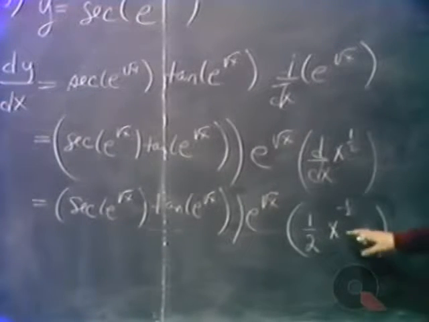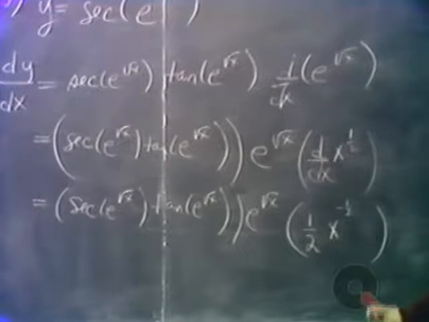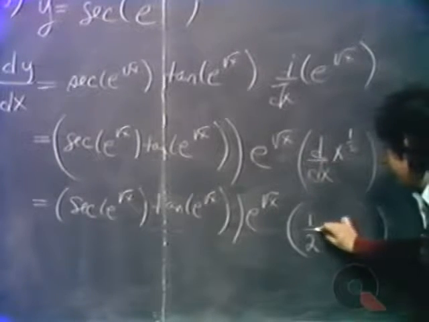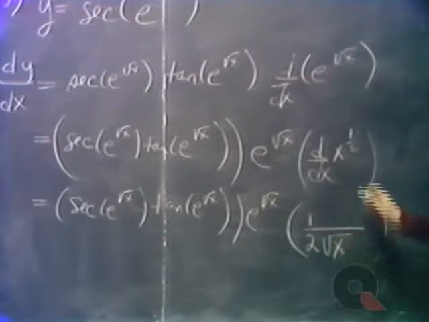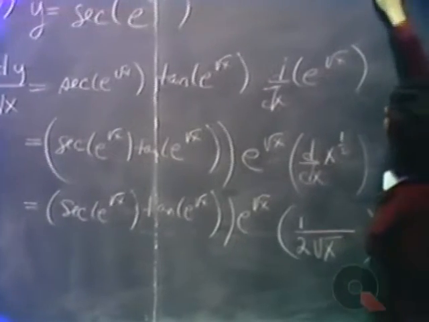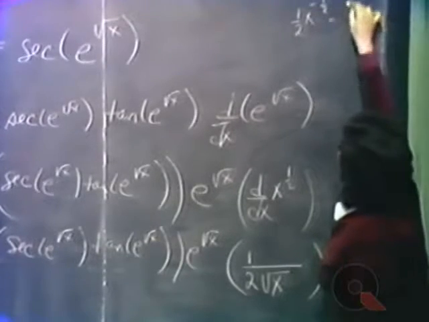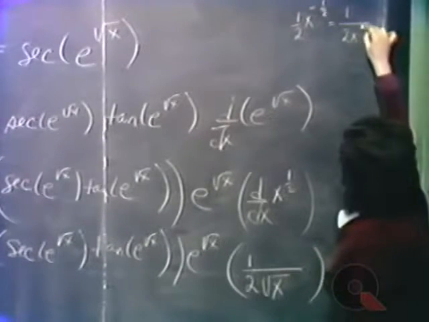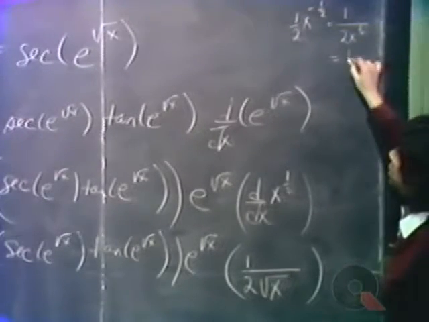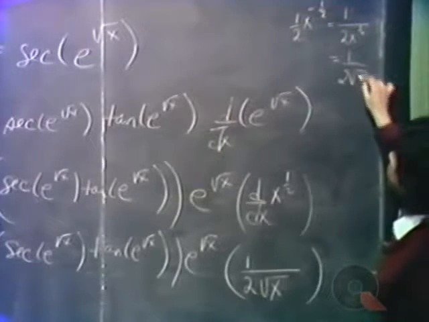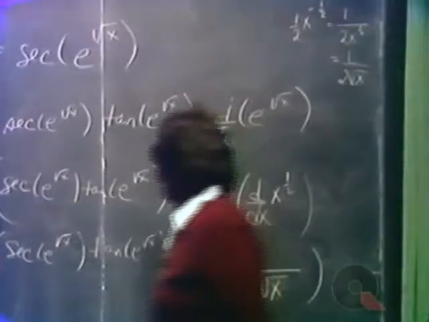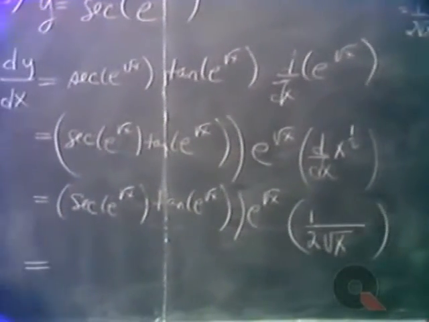And if you want, instead of writing it as x to the minus 1/2 power, we can bring it downstairs as x to the 1/2 power, or as the square root of x. So it's 1/2 x to the minus 1/2 power, which is 1/2. Now the x to the 1/2 power goes downstairs. And x to the 1/2 power can be rewritten as the square root of x. So we can write it as 1/2 the square root of x.